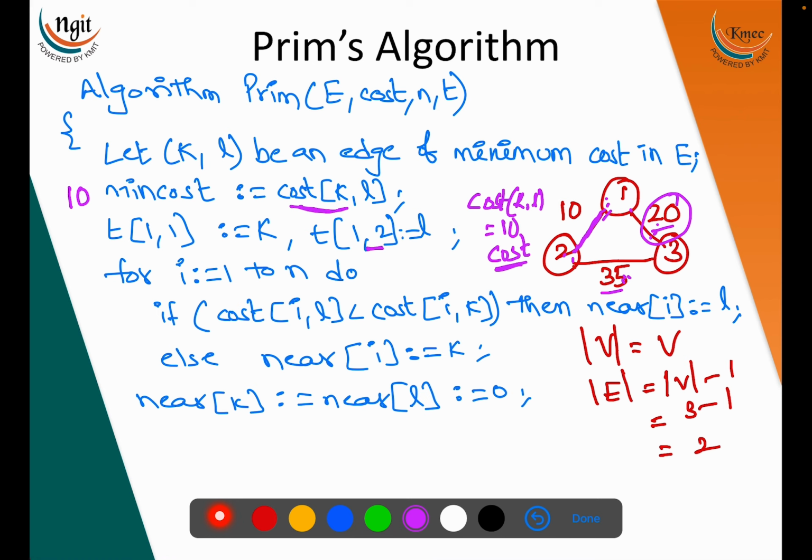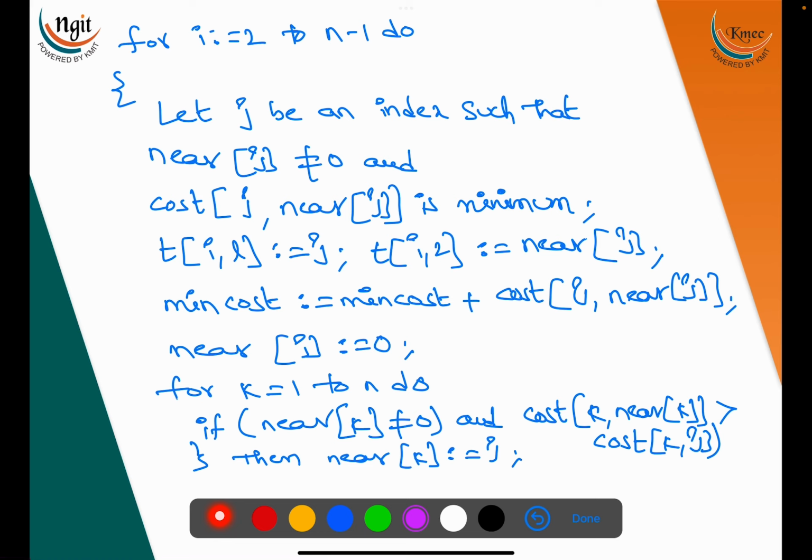Now we start a loop in order to compare whether cost(i,l) is less than cost(i,k). We will be comparing these 2, and whichever is less will be considered. If cost(i,l) is less, then near(i) is equal to l. If it is not less, then near(i) is equal to k. Once you find this, again we initialize it to 0. Our loop will run from the second vertex. Now this is your connected vertex.